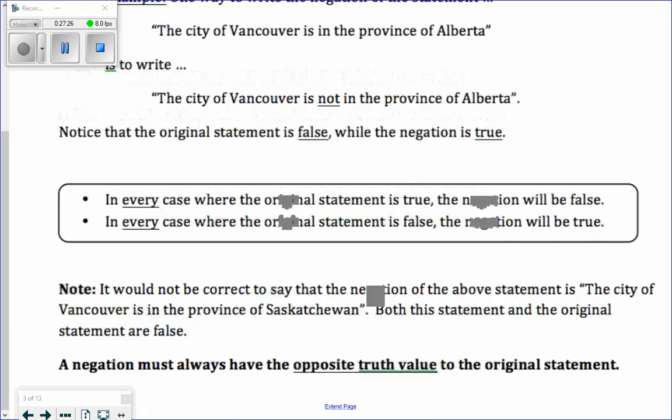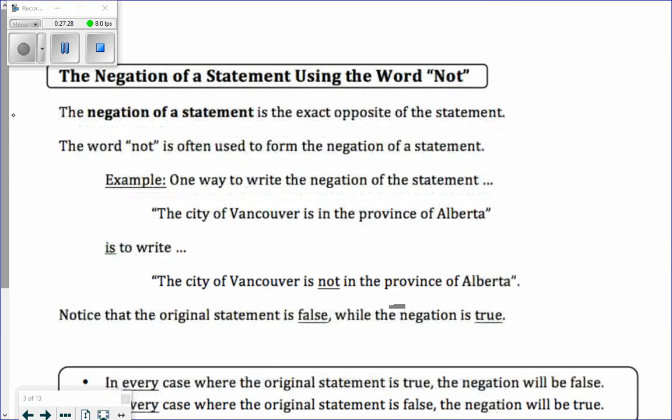The negation of a statement. Now, I'm going to preface this by just sharing a little bit about myself. Not too many people know this about me at all.